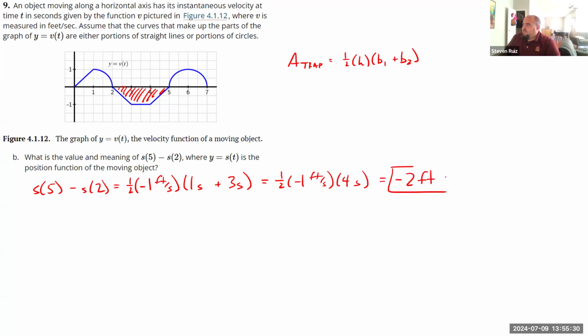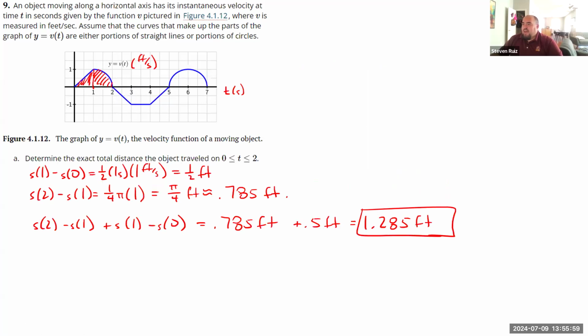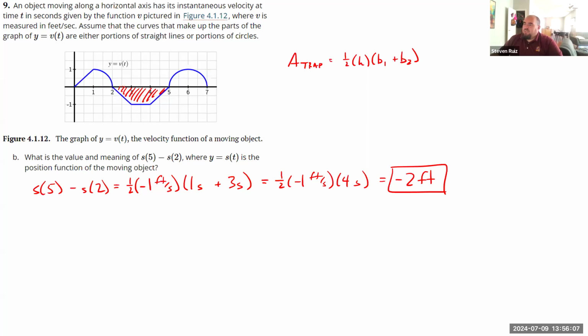So there's a value. What's special about that value? Over these next 3 seconds, that means that this object went, I guess we can say backwards, whatever our negative direction is in this case. So typically, since it's moving along the horizontal axis, we think of positive movement being right and negative movement being left. So in that language, I'd say that in part A, our object moved 1.285 feet to the right. And then in part B, the object moved 2 feet to the left.